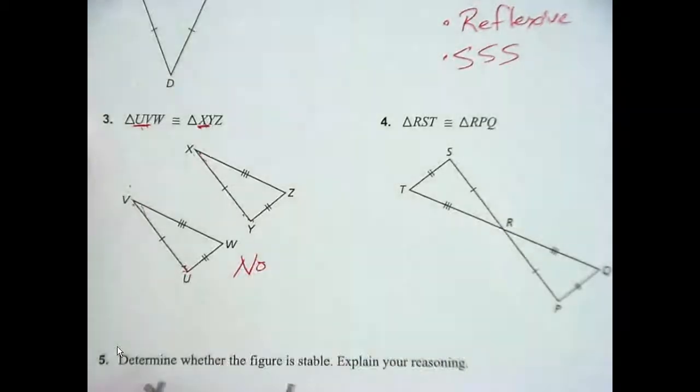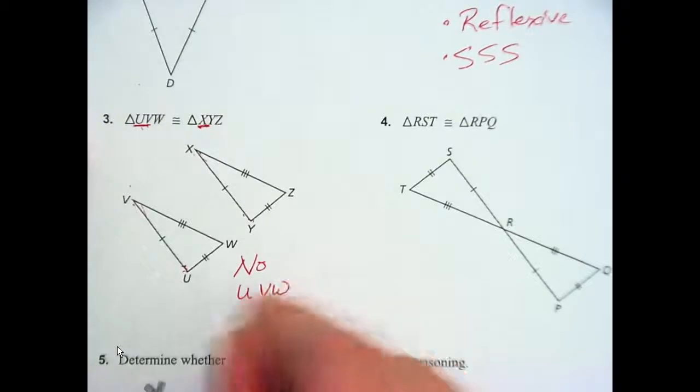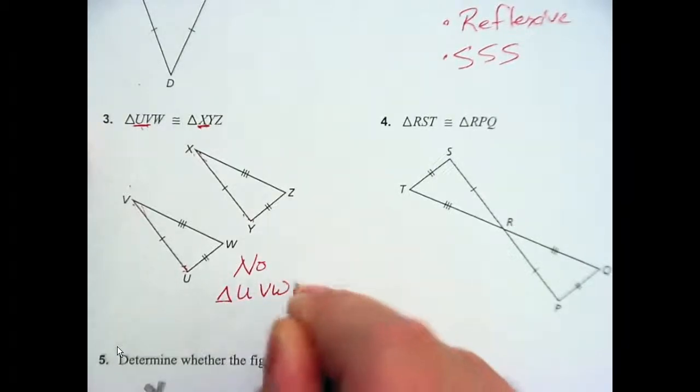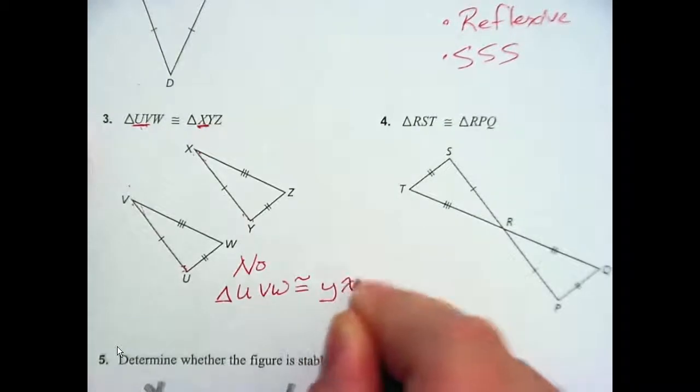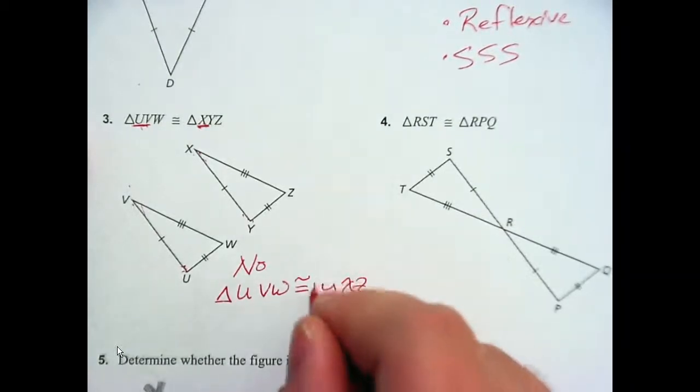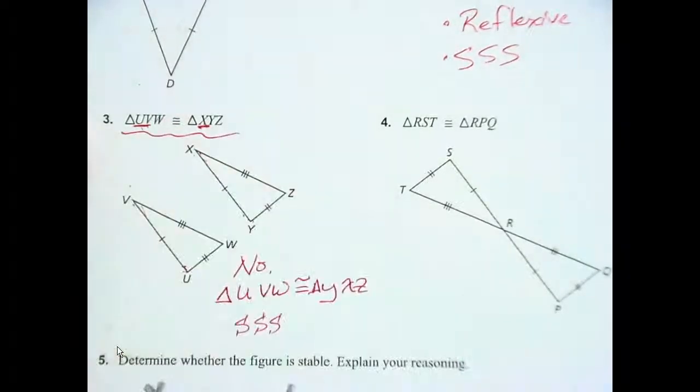All right, we should actually have UVW is congruent to YXZ based on side, side, side. So our statement is incorrect right here. Order matters. All right, questions? Yes, sir.